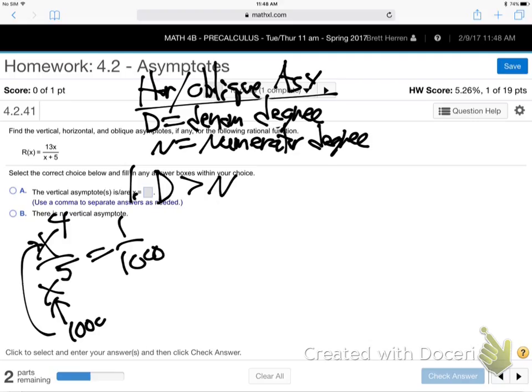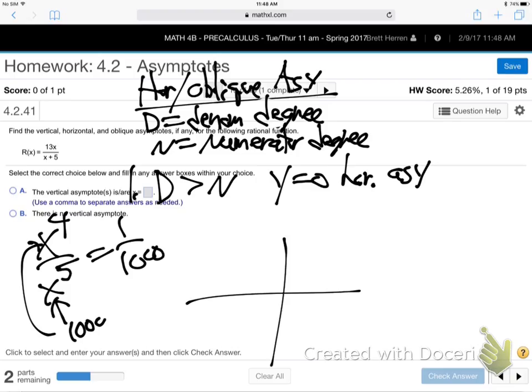The denominator wins. y equals 0. Horizontal asymptote line. It's going to flatten it, right? That graph would go flat eventually, wouldn't it? Because the denominator wins.